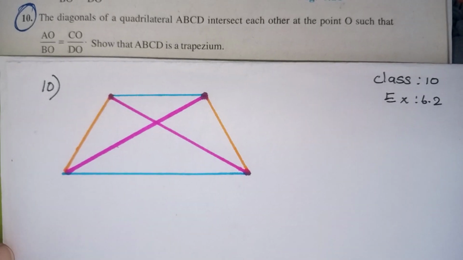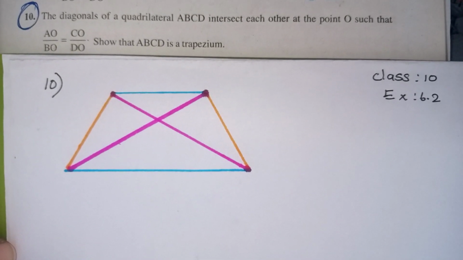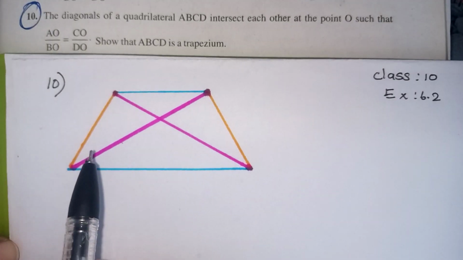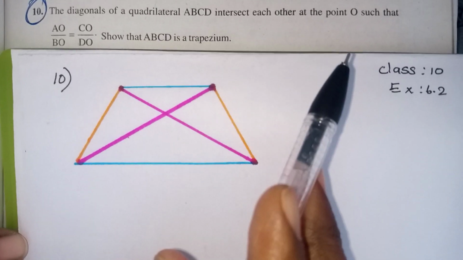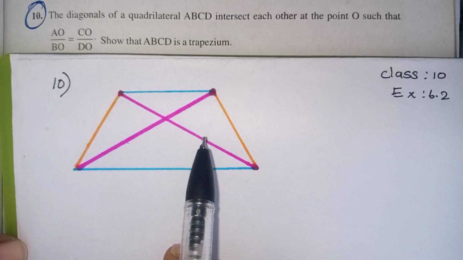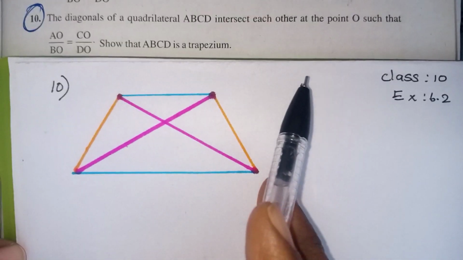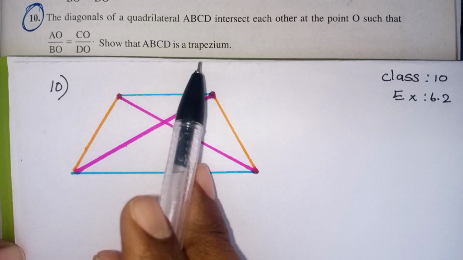Hi students, in this video we are going to learn exercise number 6.2 question number 10. The diagonals of a quadrilateral ABCD intersect each other at a point O. Now we have drawn a quadrilateral, that is a four-sided figure, such that they have given these ratios are equal. We need to show that ABCD is a trapezium.